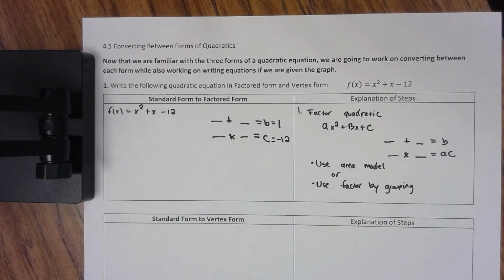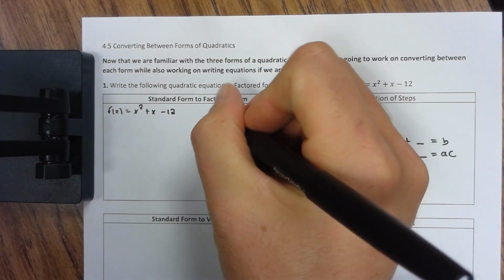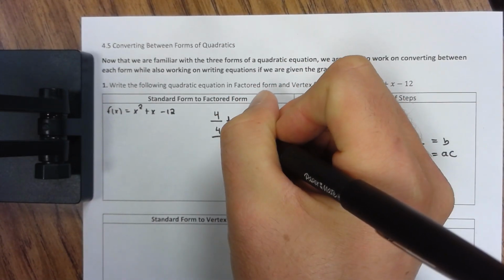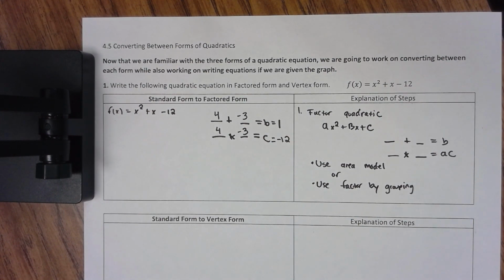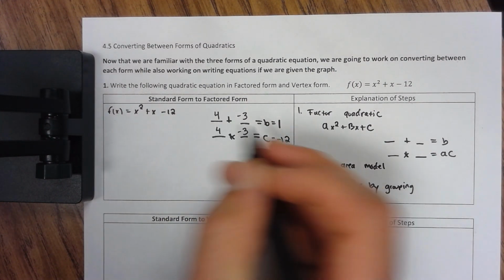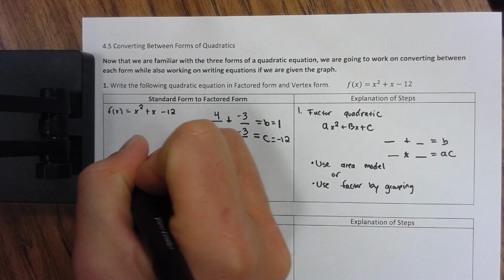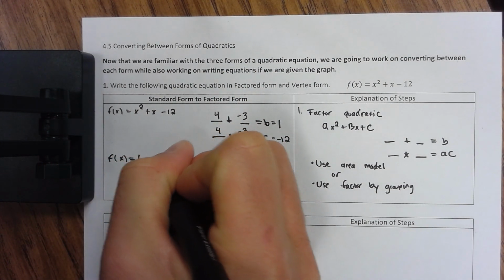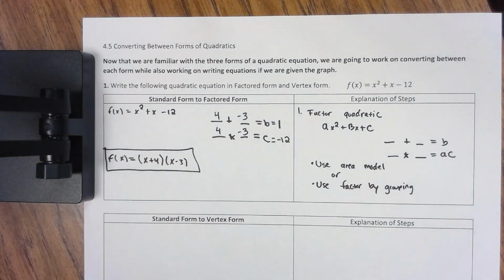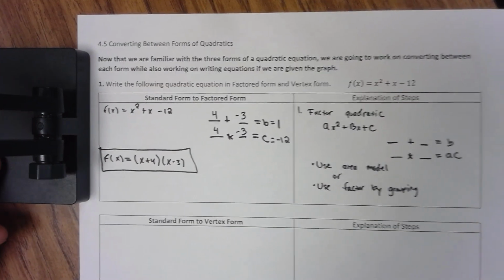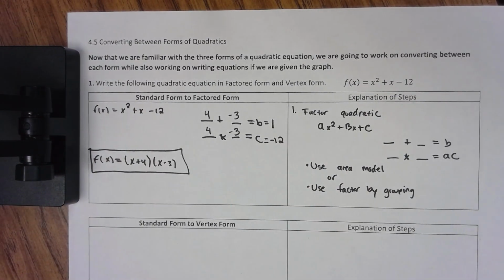So multiply to negative 12. Our numbers are 4 and negative 3. The 4 has to be the positive number, so that they add to a positive 1. And thus, those are the numbers we use for our factors, giving us f of x equals x plus 4 times x minus 3. And boom. We are done converting this from standard form to factored form. So nothing new there. Really just need to factor.